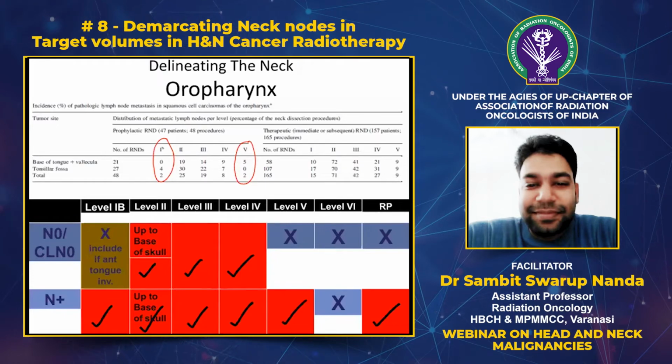As far as level 5 is concerned, if the patient has clinical N0 or radiological N0, then level 5 need not be taken. However, if there is a gross node in level 2 or level 3, then the adjoining level 5 has to be contoured.